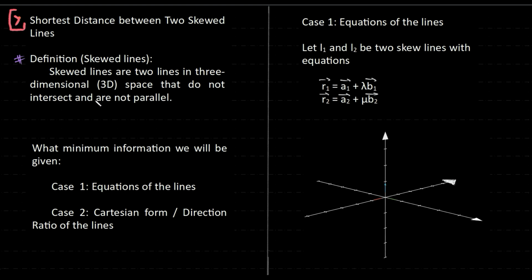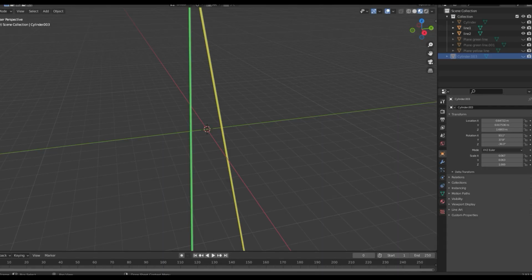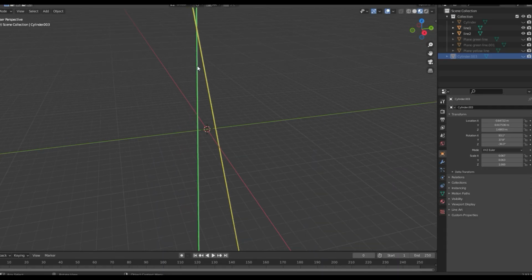Such lines which are not intersecting and are not parallel in a three-dimensional space, this is possible only in three-dimensional space, right? So such lines are called skewed lines. We are trying to find the distance between them. So there has to be a distance, that is the minimum distance between them.